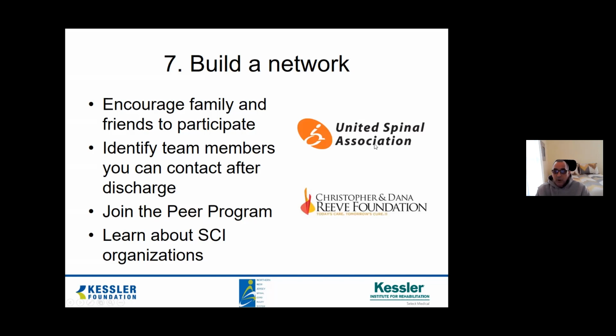Two of them here are United Spinal Association and the Christopher and Dana Reeve Foundation. And they have a lot of resources at their office. They have books, they have DVDs, and I'm sure they have other electronic media that you could take out or you could access via their website. And I've used their library, which is extensive, and it's all related to spinal cord injury.